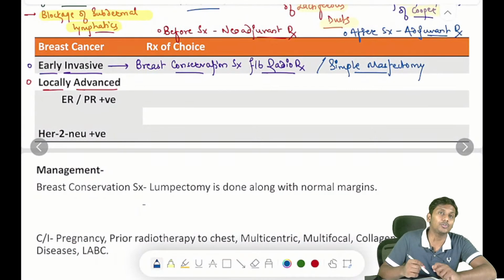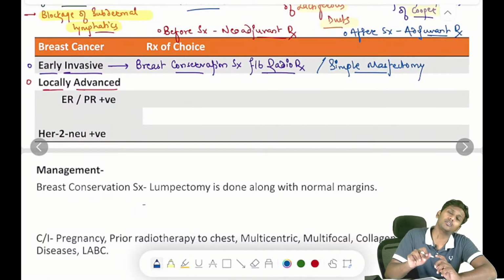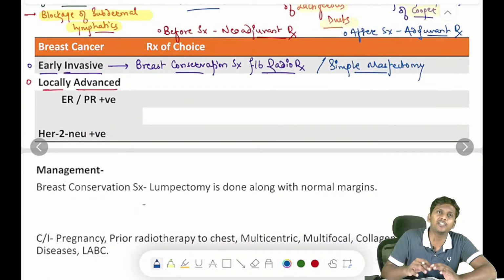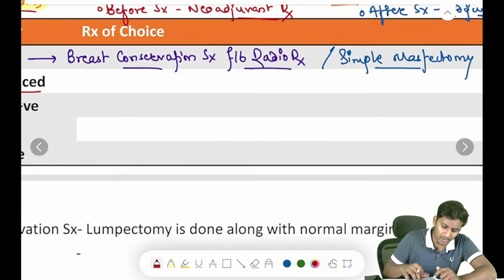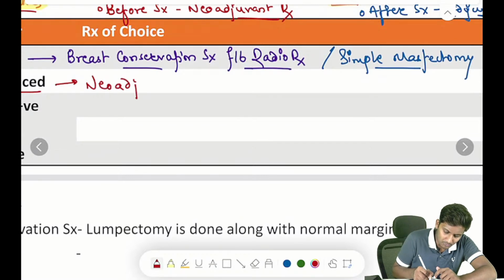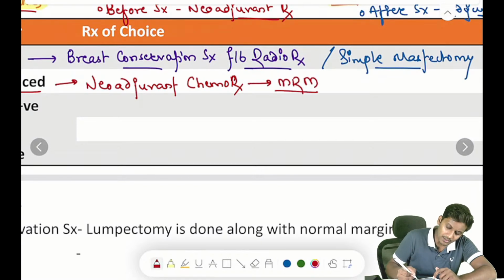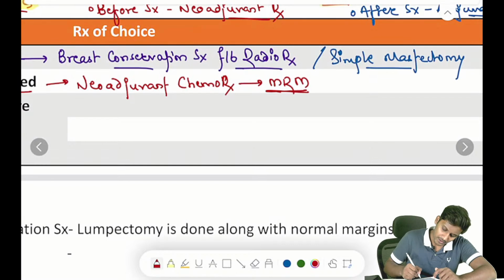Now here, as I've told you, our main aim before surgery is to decrease the size of the cancer. For that, before going for a surgery, we give chemotherapy to the patient. And as we are giving chemotherapy prior to surgery, this should be called neoadjuvant chemotherapy. So we'll start with neoadjuvant chemotherapy. Once the size of the cancer is reduced, then we go for an MRM. What is an MRM? I'll talk about that. MRM is nothing but a modified radical mastectomy.